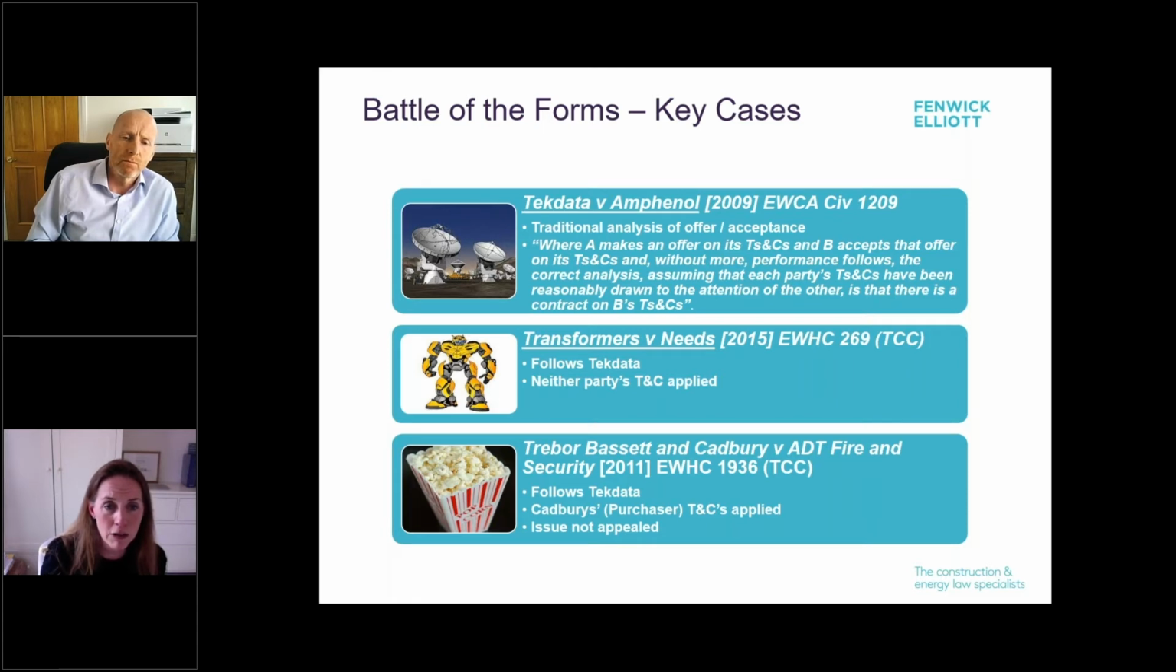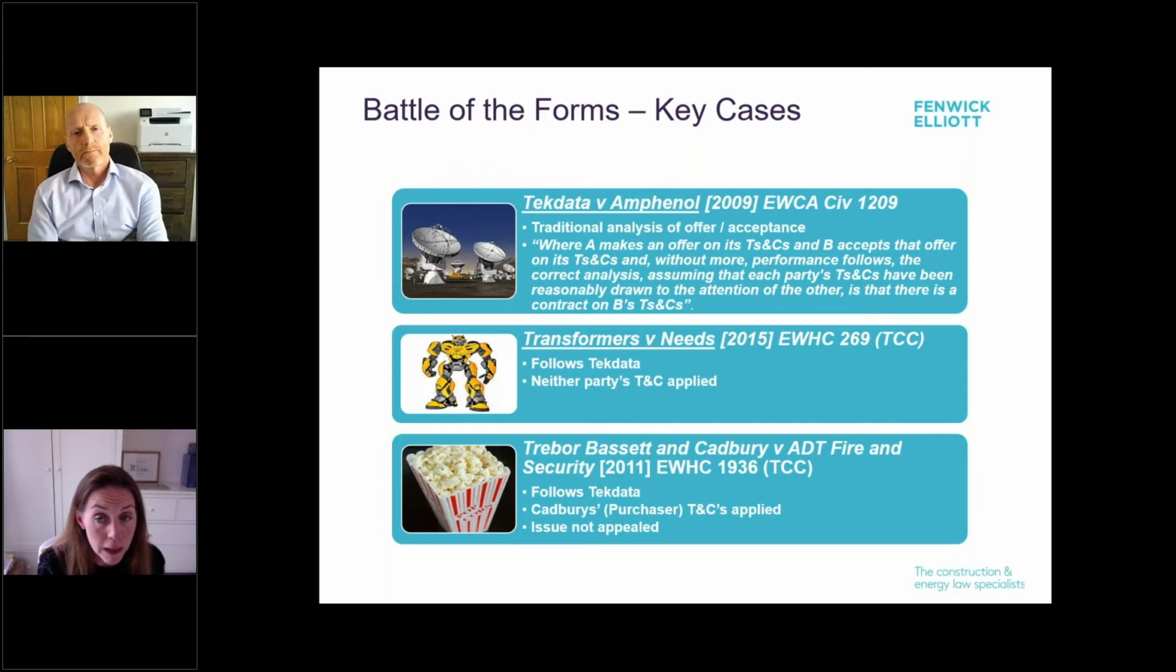Well, it's a bit difficult to reconcile all the cases because they do tend to be very fact dependent. However, we can extract some principles, and as you'll see, these tend to tie back to what the court said in Tech Data. Generally, the court is going to follow the traditional offer and acceptance approach to find the point at which the offer is accepted. If performance follows the unchallenged acceptance of an offer or a counteroffer, then that offer or counteroffer is going to be the last shot and it will take effect. Again, that takes you back to the Tech Data quote.